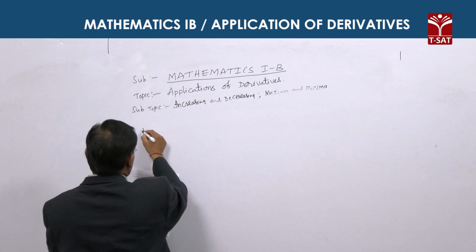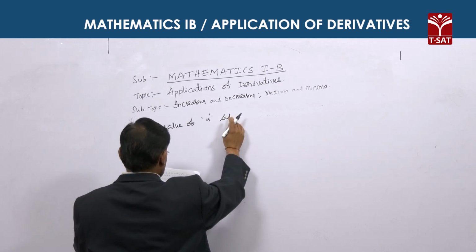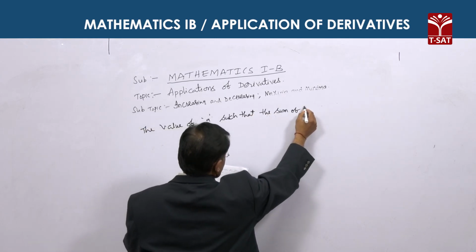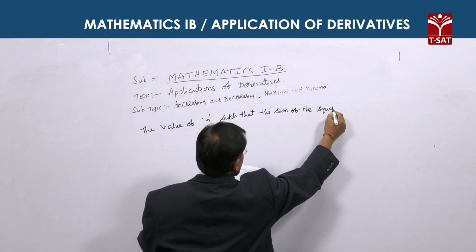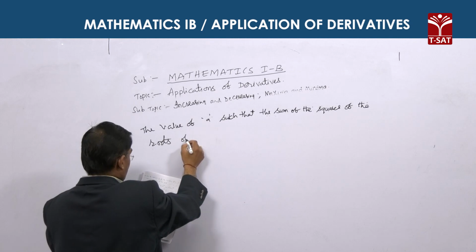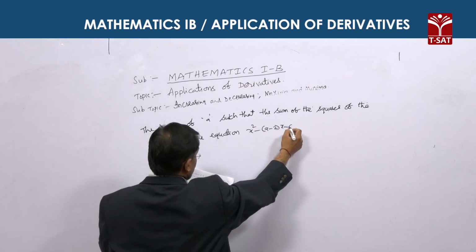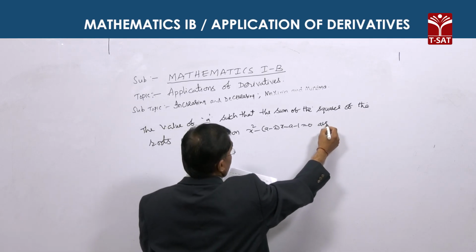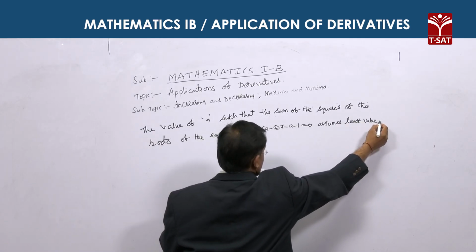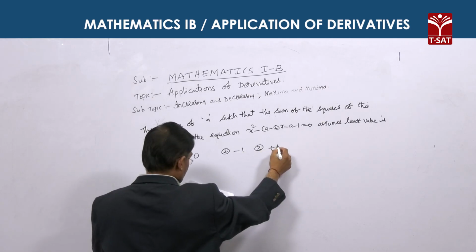Right, next problem. The value of a such that the sum of the squares of the roots of the equation x^2 minus (a minus 2)x minus (a plus 1) equals 0 assumes its least value is dash. First one is 0, second one is -1, third one is +1, fourth value is 2.